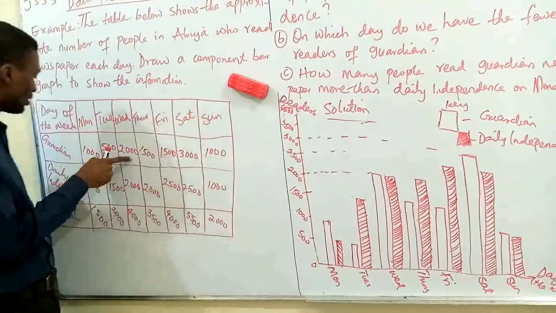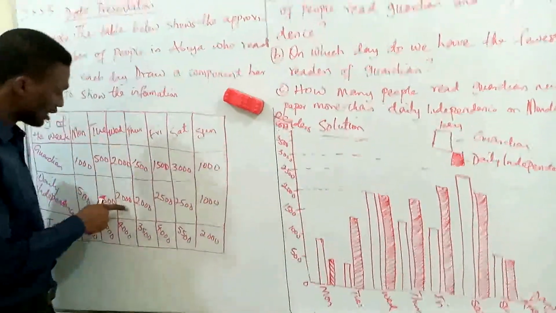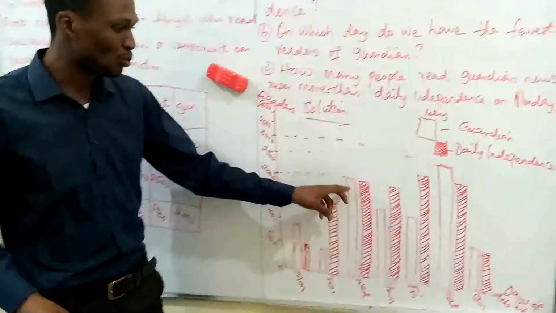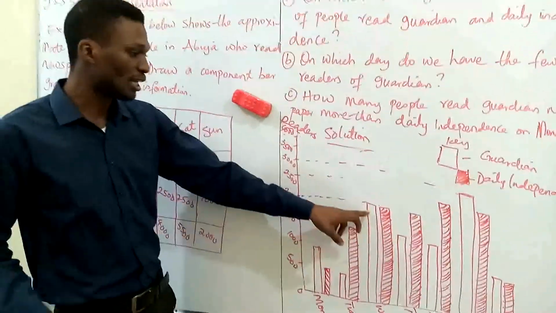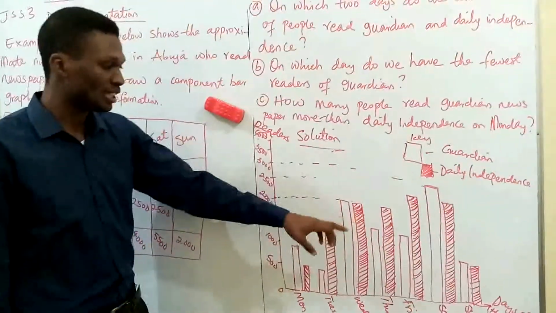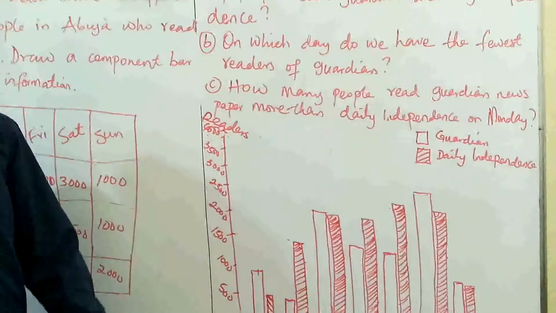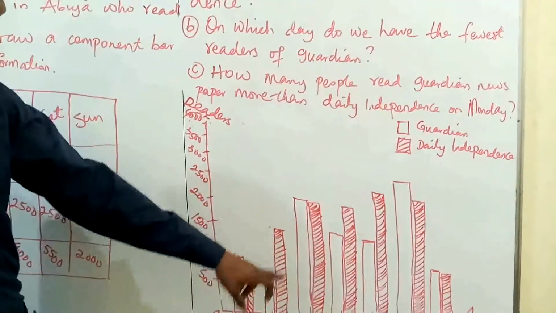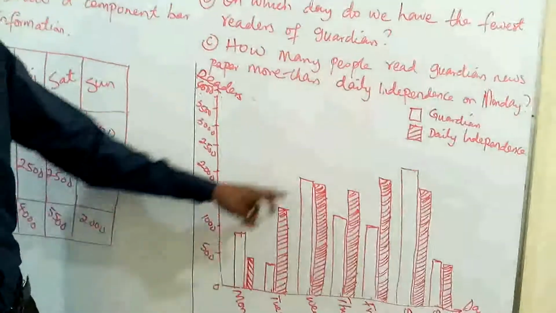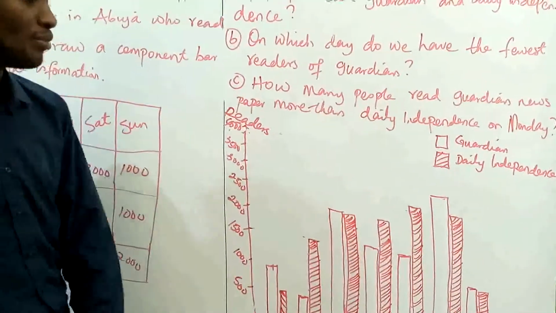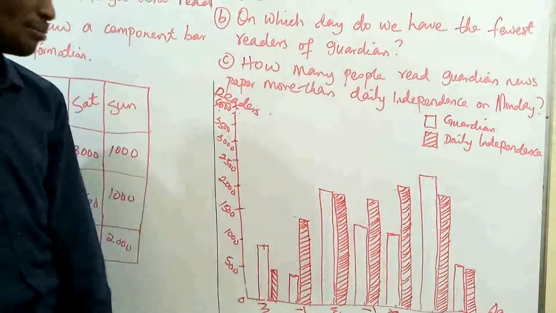Wednesday we have 2,000 Guardian readers and 2,000 Daily Independence readers. That's why the two bars are the same. The unshaded is for Guardian and the shaded for Daily Independence. For Wednesday we have 2,000 readers of Guardian and 2,000 for Daily Independence. That's why the two bars are the same.